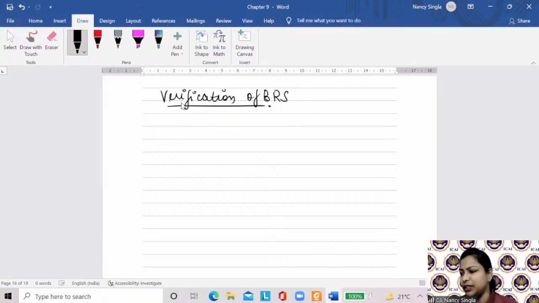Send in your replies quickly. There are certain reconciling items, like checks issued but not presented for payments, like checks deposited but not credited by bank. Quickly tell me whether you have done this or not. I'm waiting for your replies.